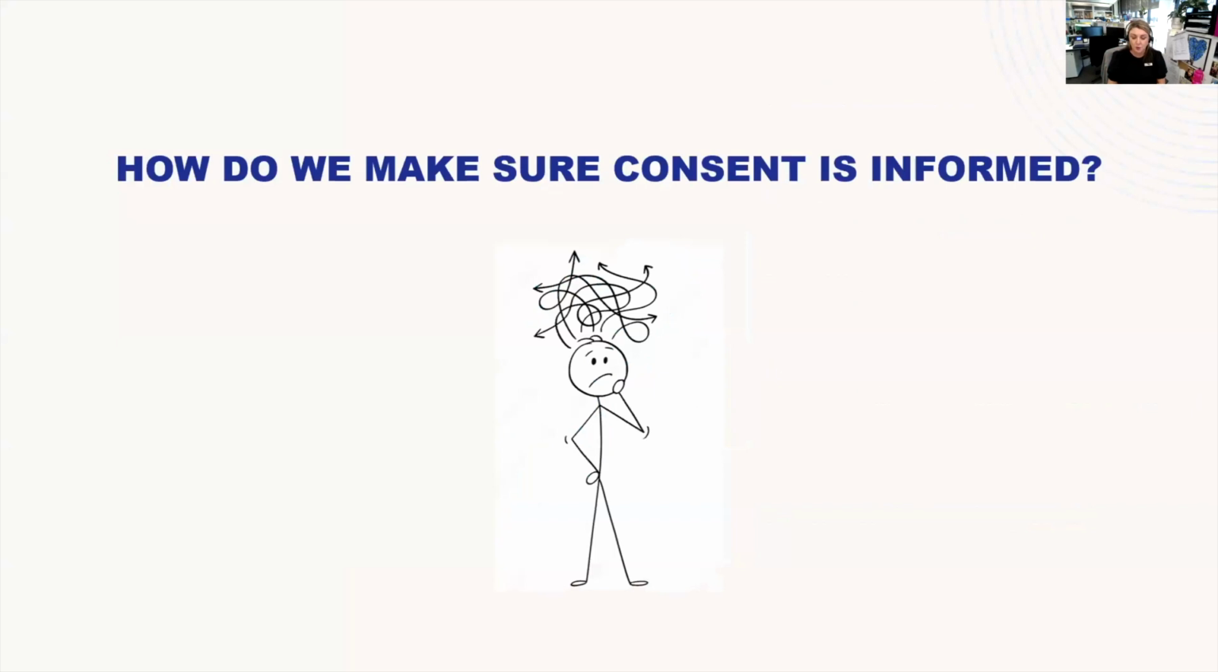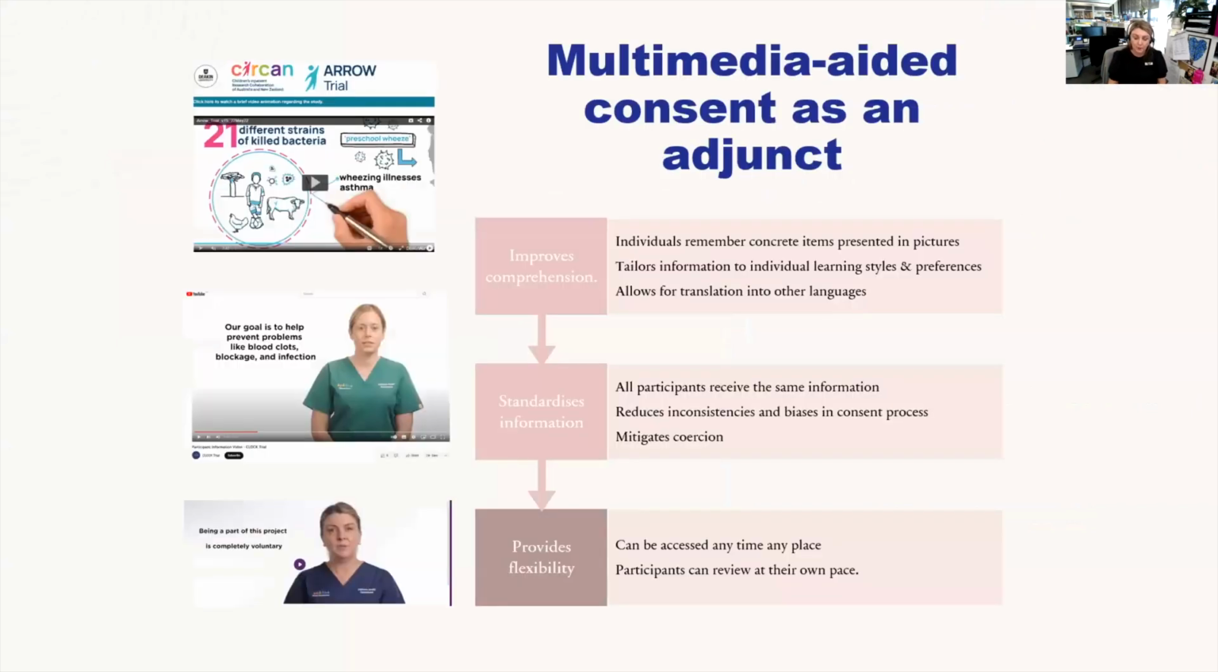So how do we make sure that consent is informed and potential participants actually understand the information that we are giving them? One approach that is showing promise is the use of digital multimedia as an adjunct to the consent process. So digital multimedia has several advantages: improved comprehension, where digital multimedia leverages the pictorial superiority effect, where individuals remember concrete items more readily when presented as pictures rather than words.